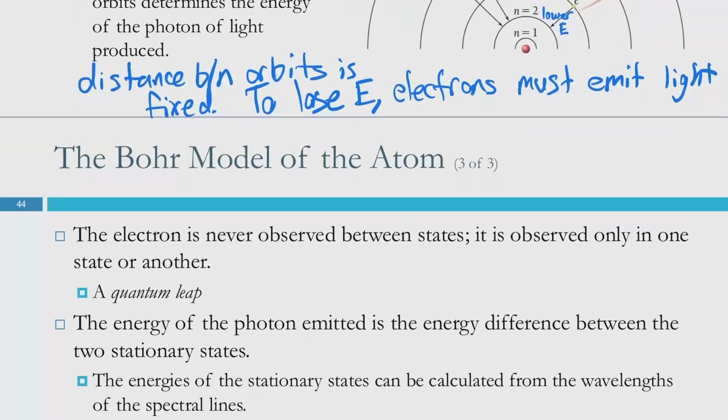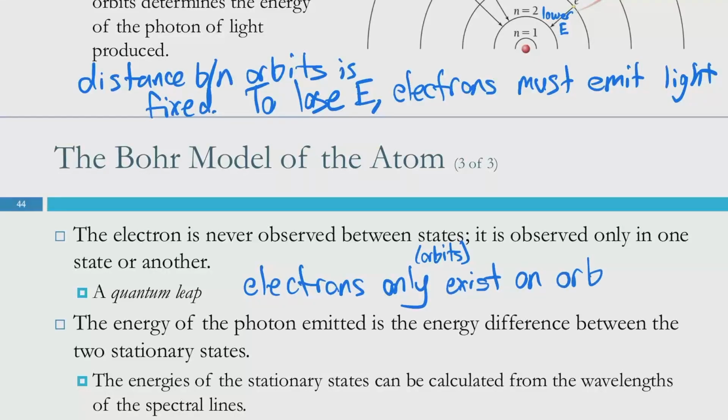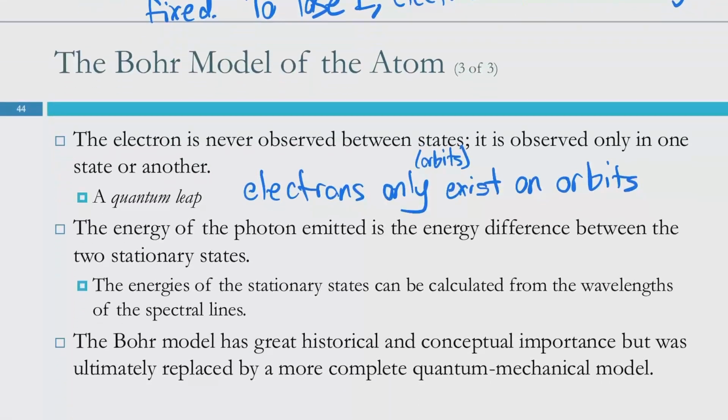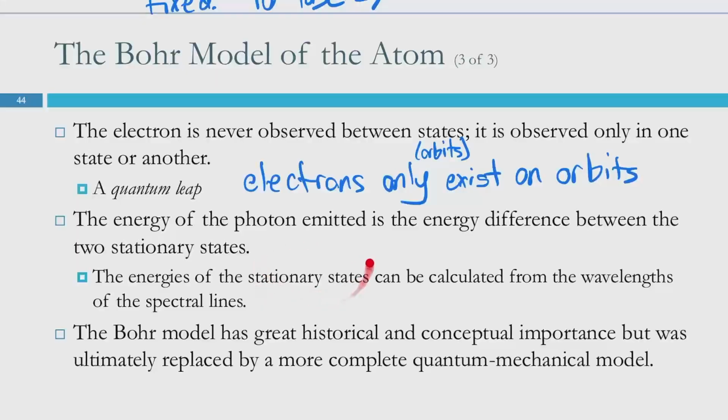And in this model, the electron is never observed between states, between orbits. It's always observed in one state or another. Electrons only exist on orbits, on those fixed energy levels. The energies of those stationary states can be calculated from the wavelengths of the spectral lines.